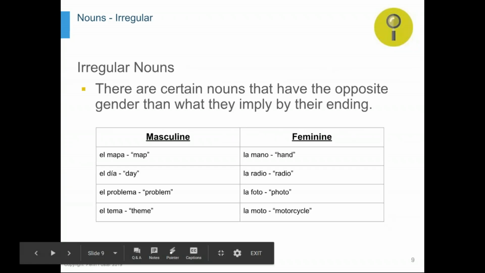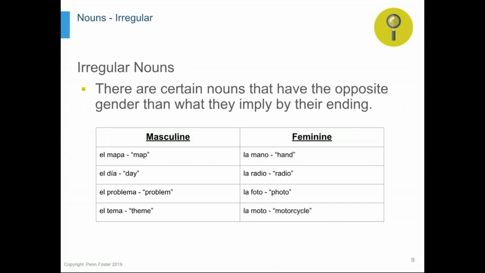Okay, a little bit more about nouns. All right, some nouns are considered irregular. In this case, the ending may appear masculine or feminine, but in fact, these nouns are irregular, meaning they require opposite articles, adjectives, etc. to agree with them.